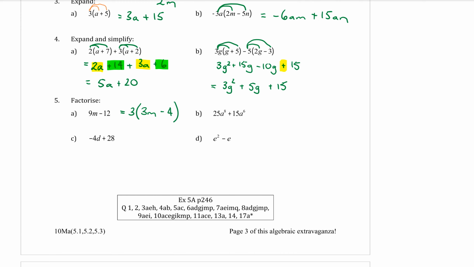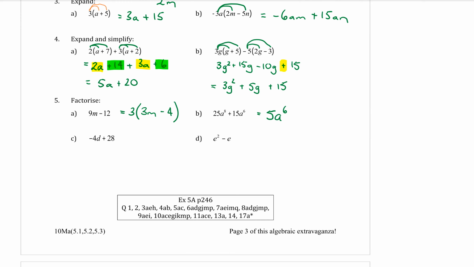Okay, do it again. Part B, 25a to the power of 8 and 15a to the power of 6. Looking at the numbers, the highest common factor is a 5. But letters can also be factors, and I can take out an a to the power of 6 because the 15 has an a to the power of 6. The other one is an a to the power of 8, which means it has 6 plus 2 more. It has even more than that.